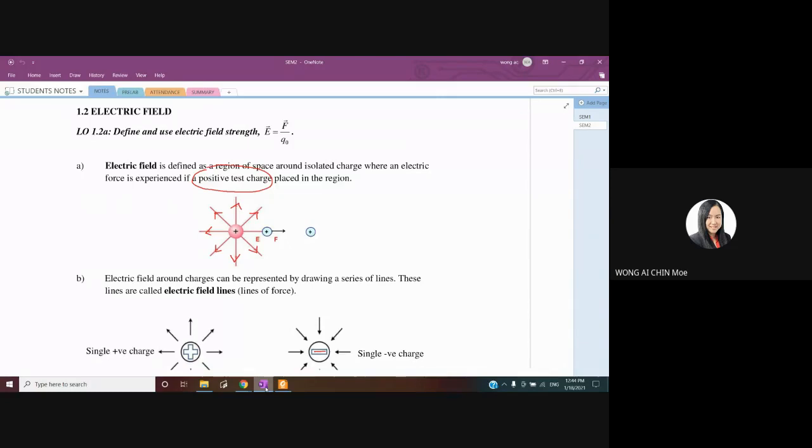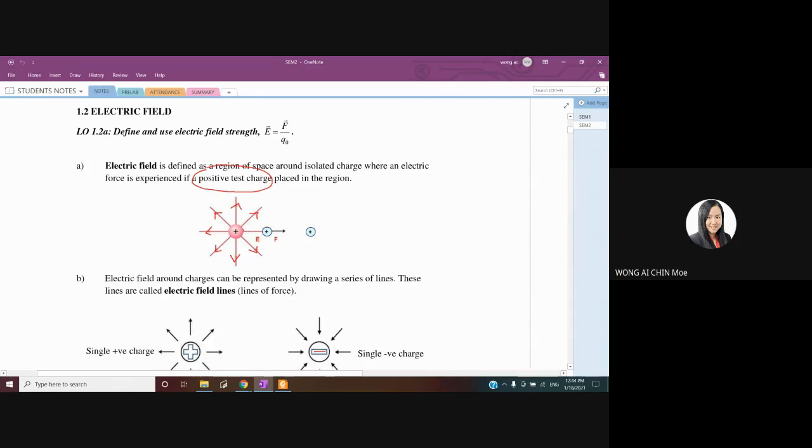Okay, welcome back. So we will continue with the second subtopic, 1.2, electric field. Electric field is defined as a region of space around an isolated charge where an electric force is experienced if a positive test charge is placed in the region. Usually we will assume there is a positive test charge around.